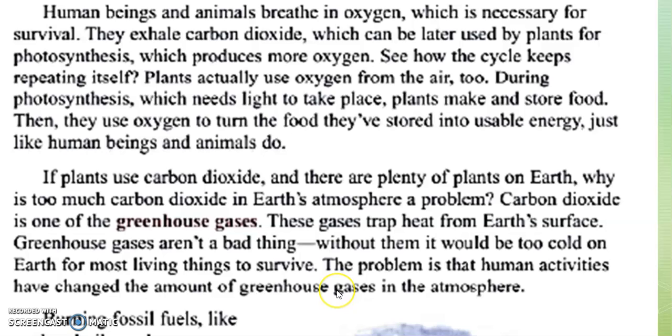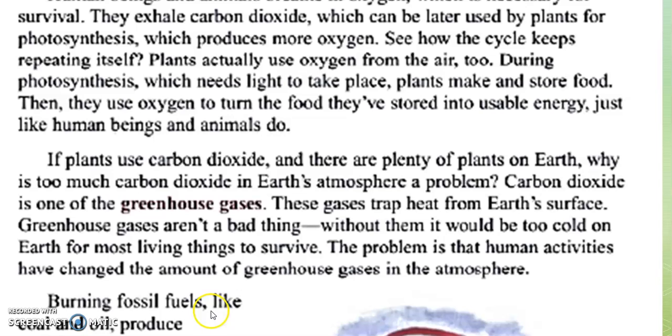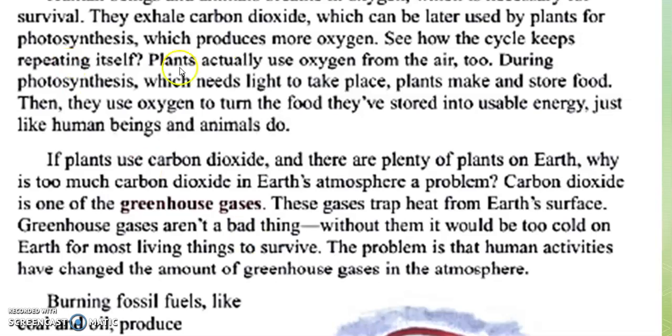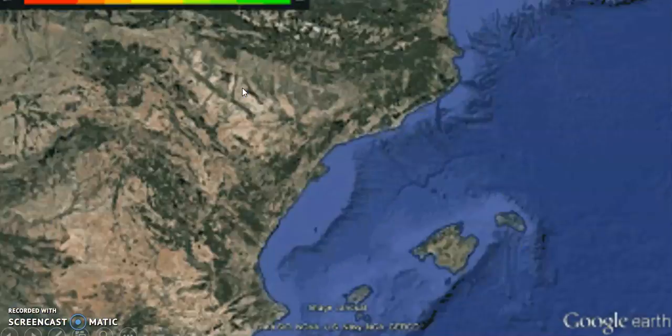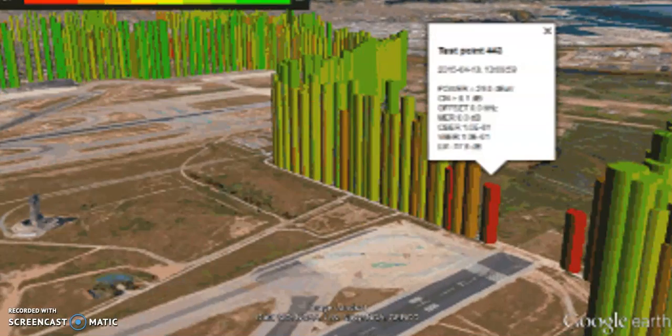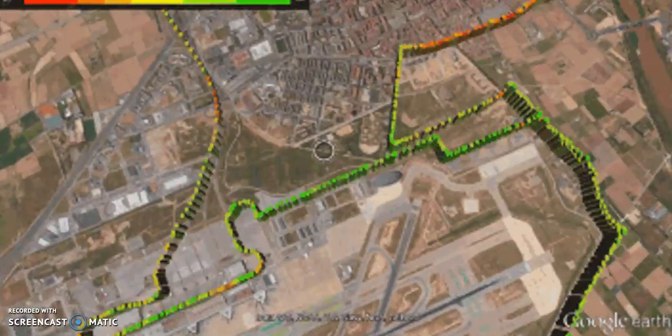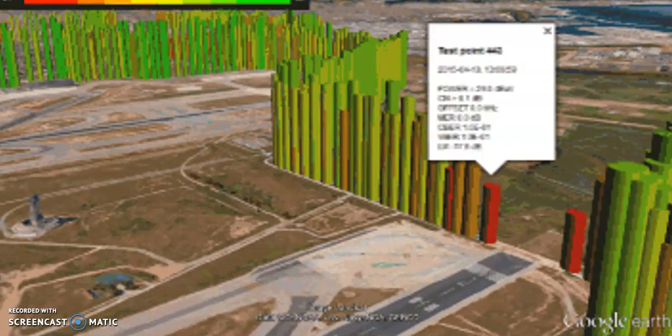So carbon dioxide helps in the process of the atmosphere too. The problem is, what is the problem? The problem is that human activities have changed the amount of greenhouse gases in the atmosphere. For example, burning fossil fuels like coal and oil produce them. Too many factories, too much pollution, too much smoke, too much traffic, too many cars, and everything makes a process of pollution, and it's not good for the planet. In all the countries, in all the continents, we have this process.